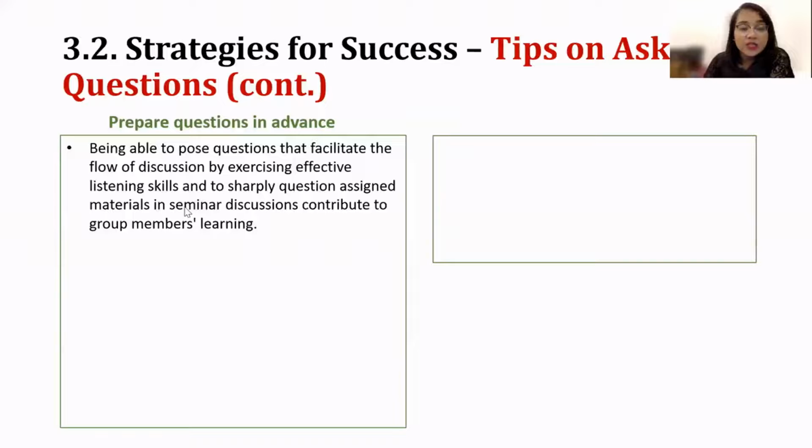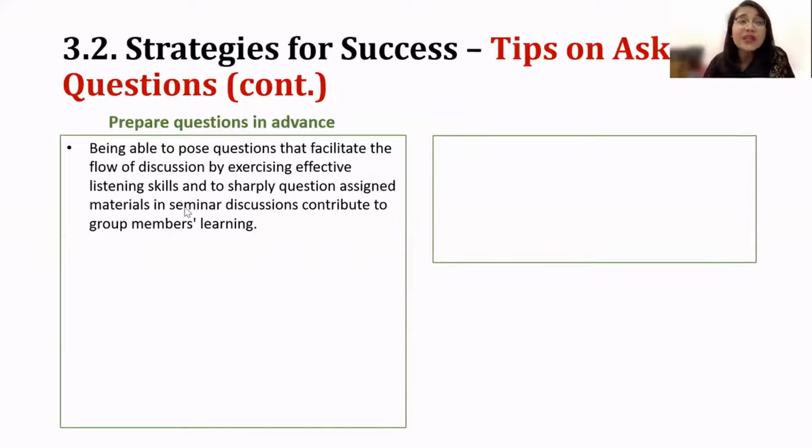Being able to pose questions that facilitate the flow of discussions by exercising effective listening skills, and to sharply question assigned materials in seminar discussions, contribute to group members' learning. So when you ask a question, it's not only beneficial for you, but it can also be very important to your audience.